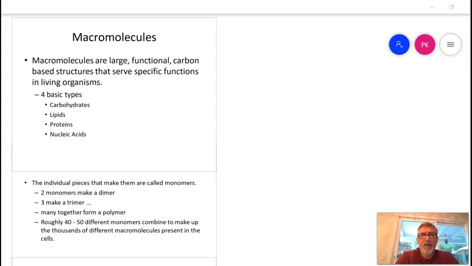Talking a little bit today about macromolecules. So macro meaning large, so large molecules. You might be familiar with this. I said probably before, and someone said I haven't ever learned about this. So macromolecules are large functional carbon-based structures. Carbon, right, is the building block.